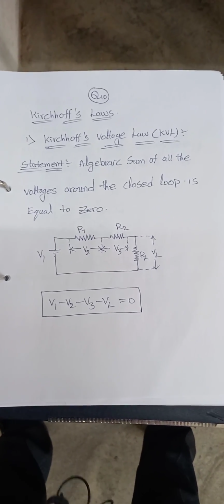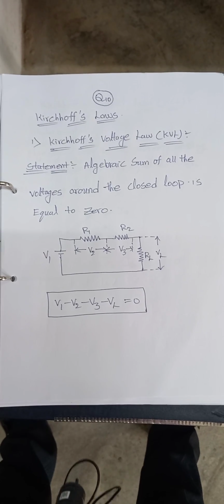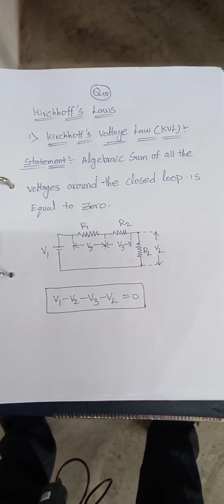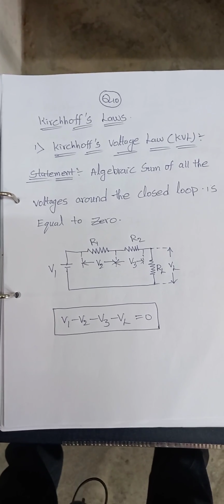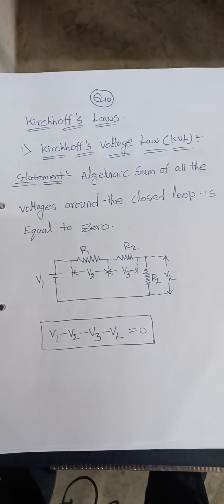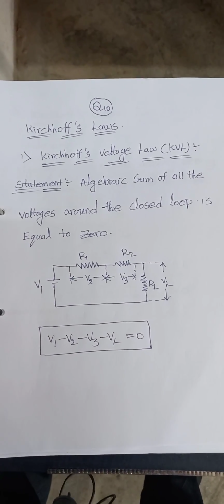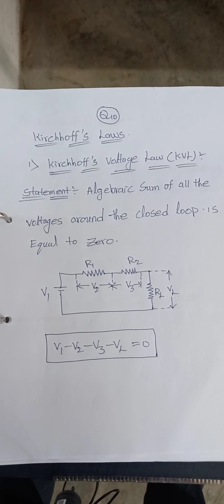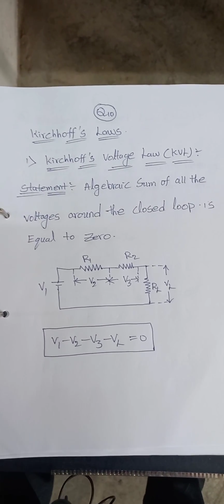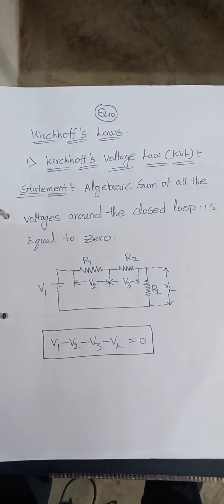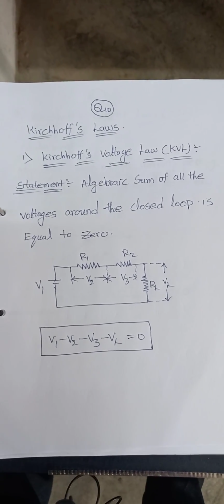Out of 50 questions, our next question is Kirchhoff laws. So we have two different types of Kirchhoff laws. One is a Kirchhoff voltage law, another one is a Kirchhoff current law. So our next question is the 10th question. In that 10th question, only Kirchhoff voltage law we are going to discuss. Sometimes we can call this one a KVL.